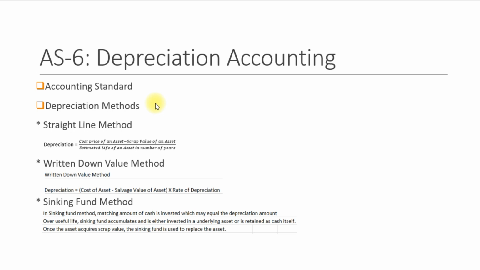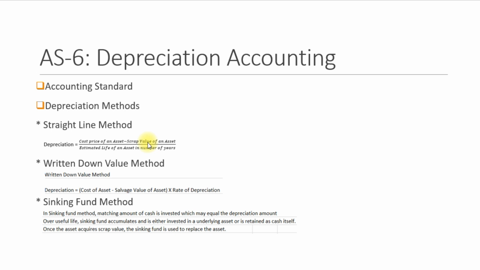In straight line method, depreciation is calculated in such a manner that a suitable fixed percentage of the asset's original cost is written off every year, and the amount written off is given by an equation: cost price of an asset less scrap value of an asset over estimated life of an asset in number of years. Now let us see what is cost price of an asset, which is the price at which we acquired the asset. What is the scrap value of an asset? Scrap value of an asset is after some time an asset becomes unusable. So that state of unusable asset is the scrap value of an asset. The difference between these two is divided by estimated life of an asset in number of years to arrive at a depreciation figure, and that is by straight line method.